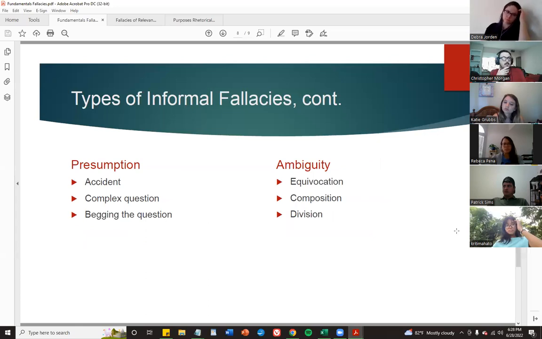Presumption are interesting. We've got the fallacy of accident, which sounds more difficult than it actually is. It's misapplying a rule to a specific case where it clearly doesn't apply. The complex question and begging the question, these are often confused for each other, and especially begging the question, people use the phrase begging the question incorrectly like 99% of the time. It doesn't mean what most people say it means.